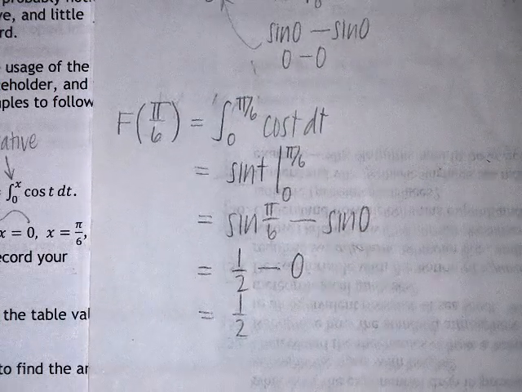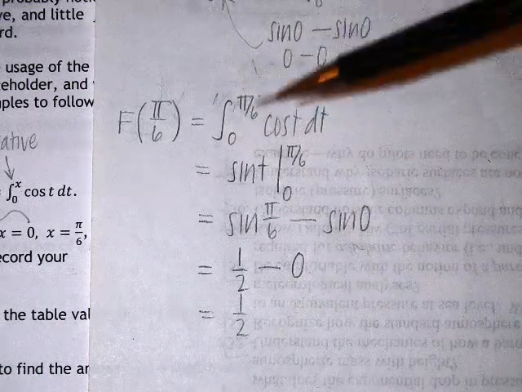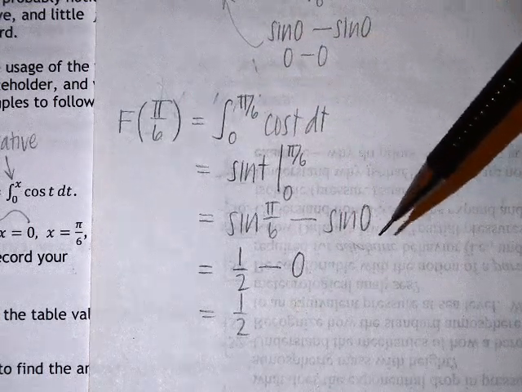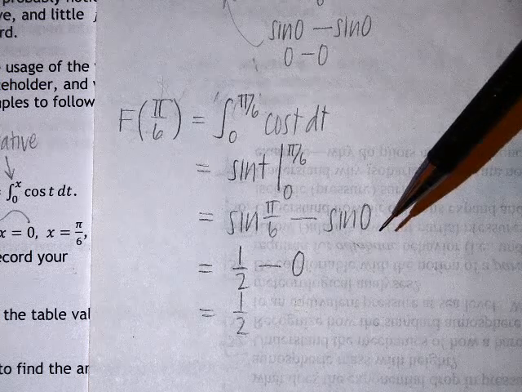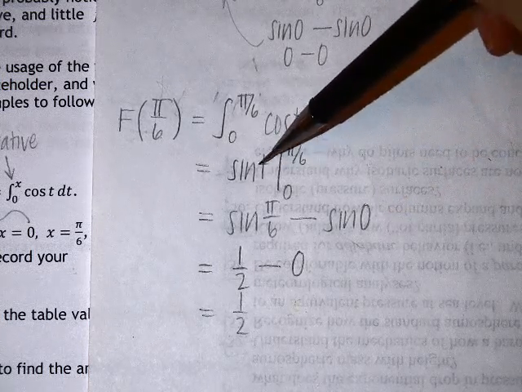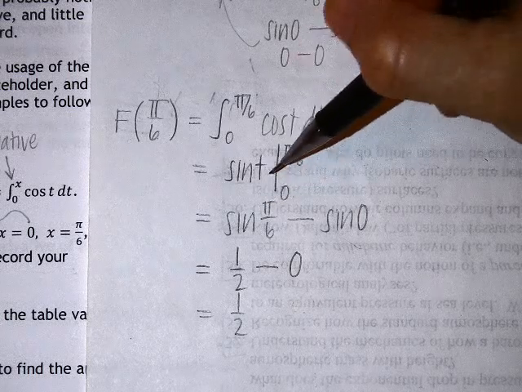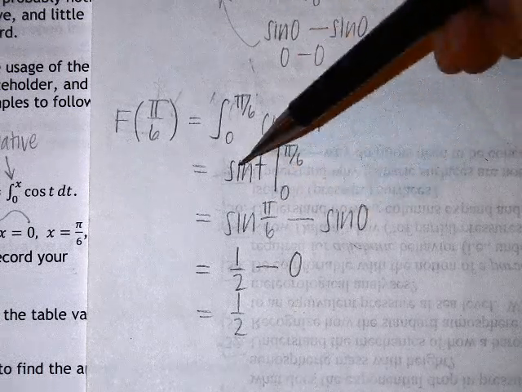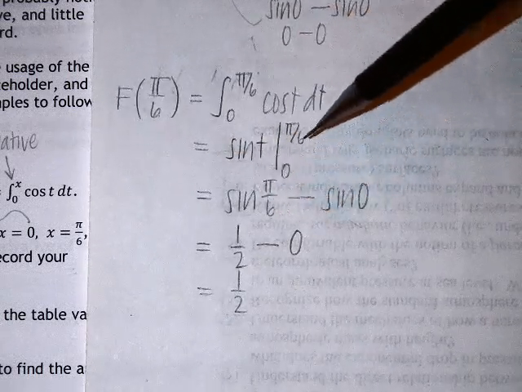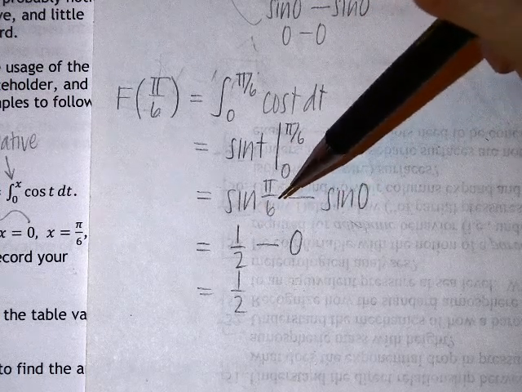Nevertheless, here we are also paying attention to our work, noticing every time we did this, we did the exact same thing. We ended up getting the same antiderivative every time. It was always sine t. And no matter what we plugged in for the upper limit, the lower limit was always 0. So really, it was just the upper limit that seemed to be driving most of our work.